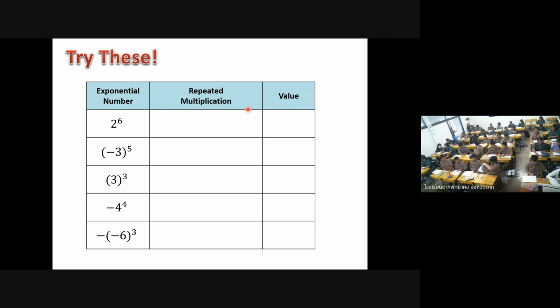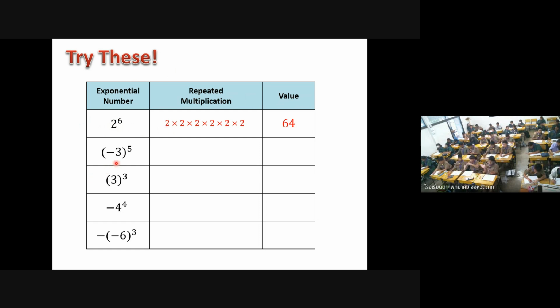Okay, everyone. Please read this. 2 to the power of 6. In repeated multiplication, that is 2 times 2 times 2 times 2 times 2 times 2. What is the value? The value is 64.